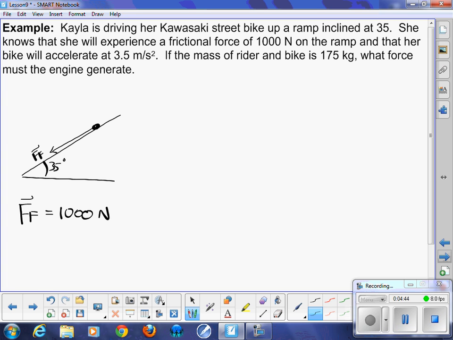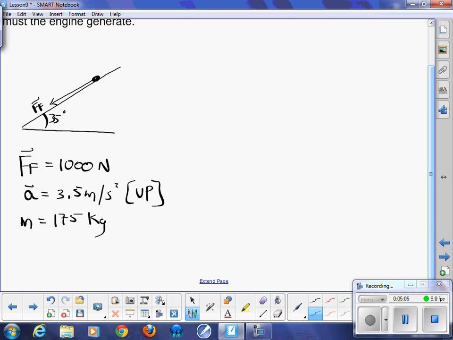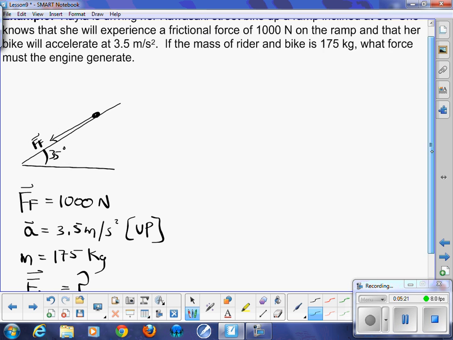Her bike will accelerate at 3.5 meters per second squared, and that would be up the ramp. So I'll just put up. If the mass of rider and bike is 175 kilograms, mass equals 175 kg. What force must the engine generate? So we are looking for F applied or F motor. So let's go FM just to be cool here. All right, so we're looking for the force that the motor will apply.